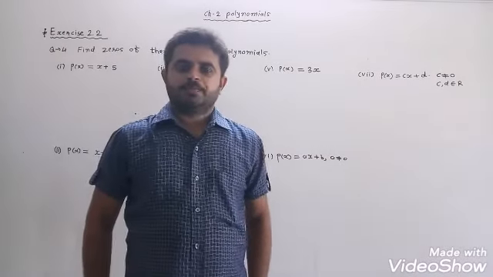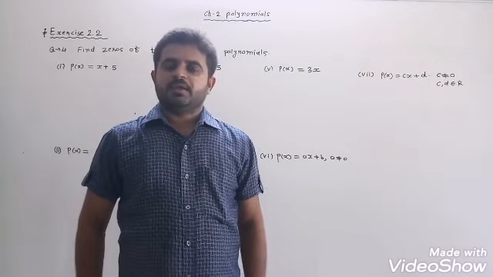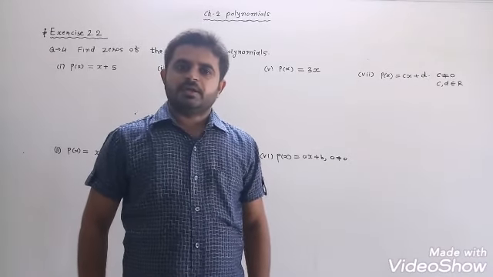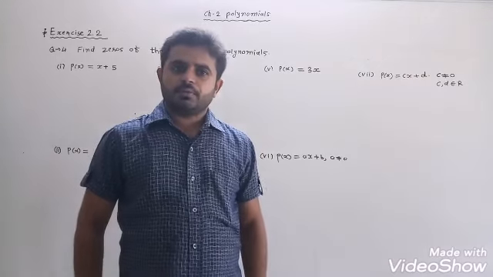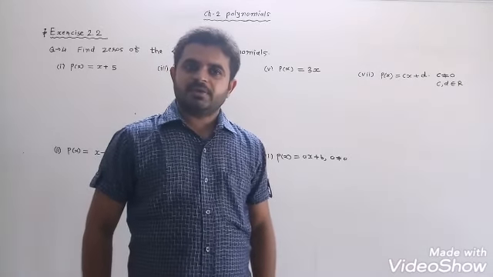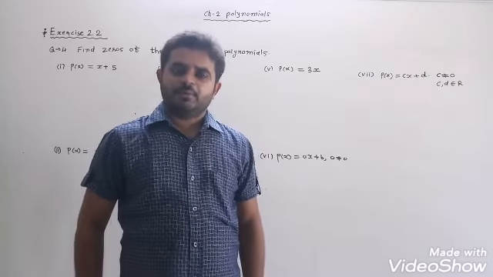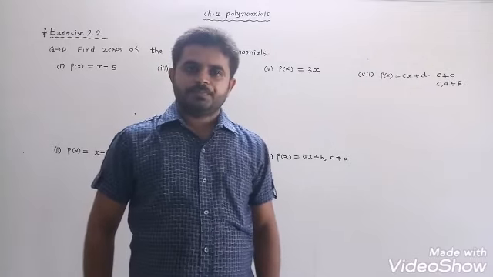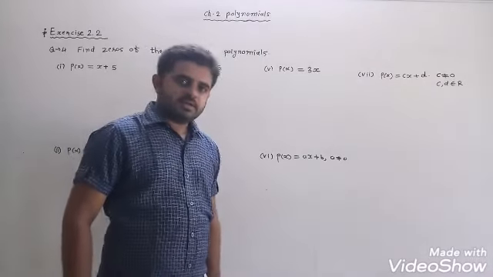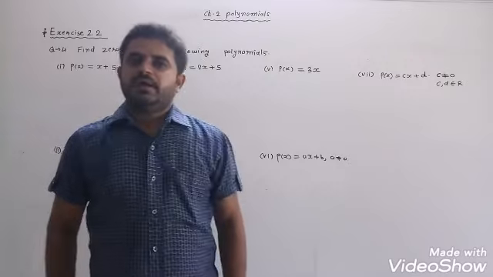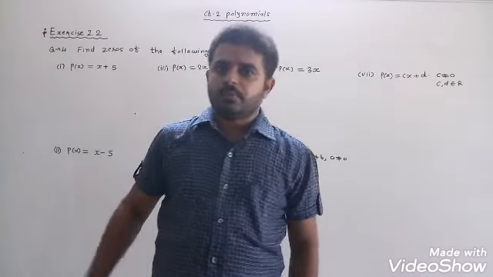Hello student, good morning. In the previous video we studied exercise 2.2 up to question number 3. Now we are in question number 4 and the instruction is: find the zeros of the polynomial.